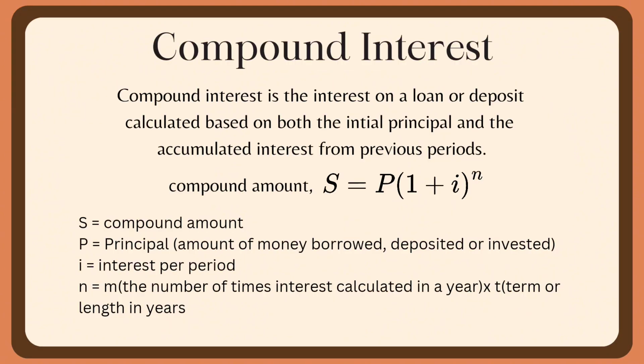I will be explaining about compound interest. Compound interest is the interest on a loan or deposit calculated based on both the initial principal and the accumulated interest from previous periods. So, the compound interest formula is S equals P(1 + i)^n, where S is the compound amount, P is the principal, the amount of money borrowed, deposited or invested, i is the interest per period, and lastly, n is m, the number of times interest is calculated in a year, multiplied by t, the term or length in years.